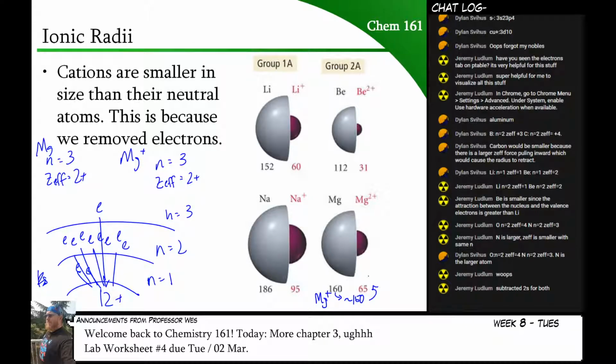But then when I go to magnesium plus 2, and I get rid of this one, everything gets way smaller because now n is only 2 and Z effective is much higher.